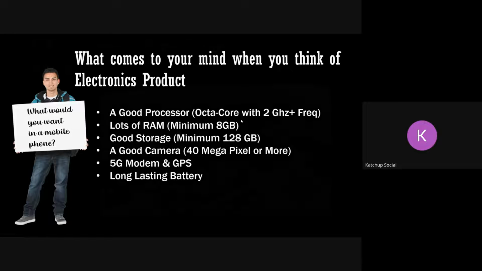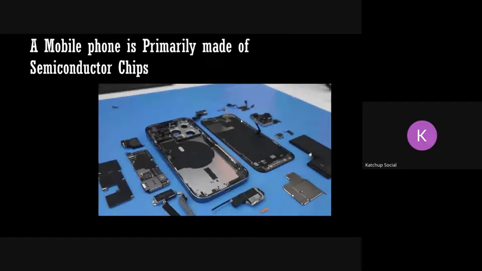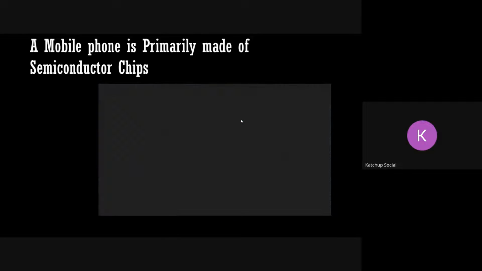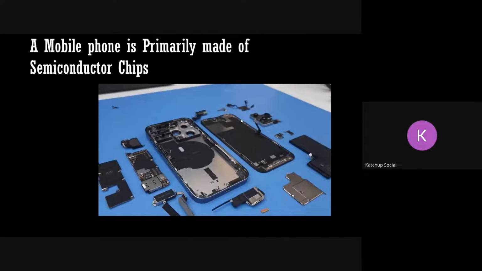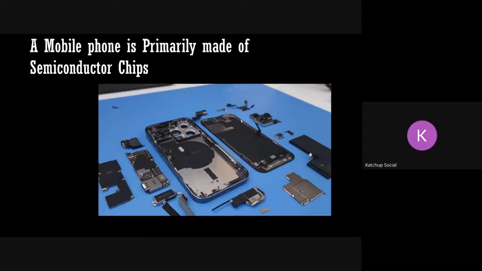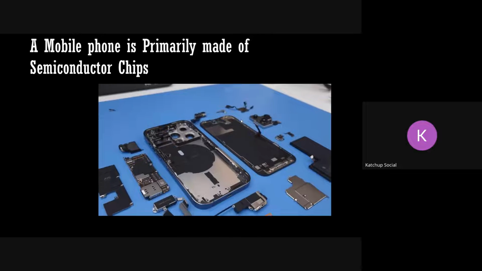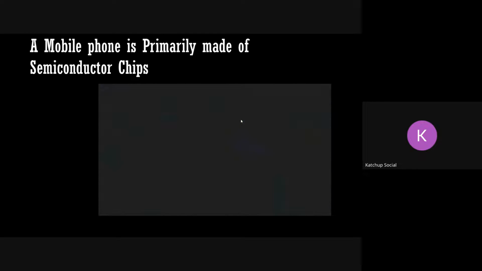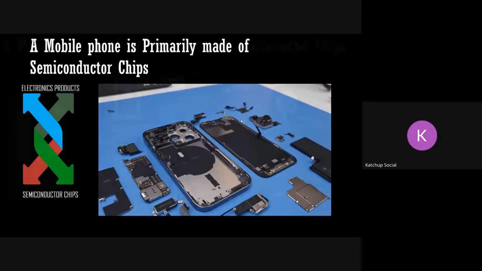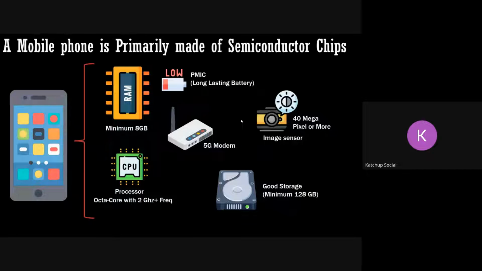All these are semiconductor components. All these are semiconductor chips. A mobile phone is primarily made of semiconductor chips. These chips are connected together. A lot of these components are within one chip, and a lot of the time multiple chips are connected together. So all these electronics products are primarily made of semiconductor chips.